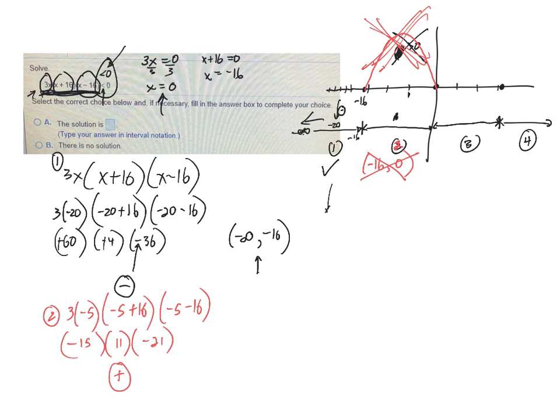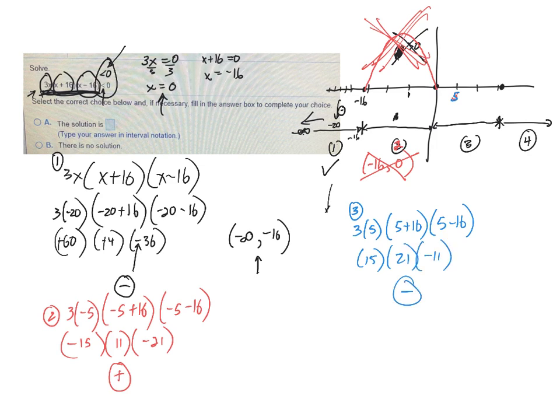All right, I'm betting the graph is going to come down. But let's try another number. Let's pick a positive 5. So for interval 3, I put in a positive 5 everywhere I see an x. 5 plus 16, 5 minus 16. So this would be 15, this would be 21, this would be negative 11. Multiply, I'm coming up with a negative number, which is less than 0. That's what I want. I like that interval. So for that interval, anywhere from 0 to 16, any of those numbers are going to work.